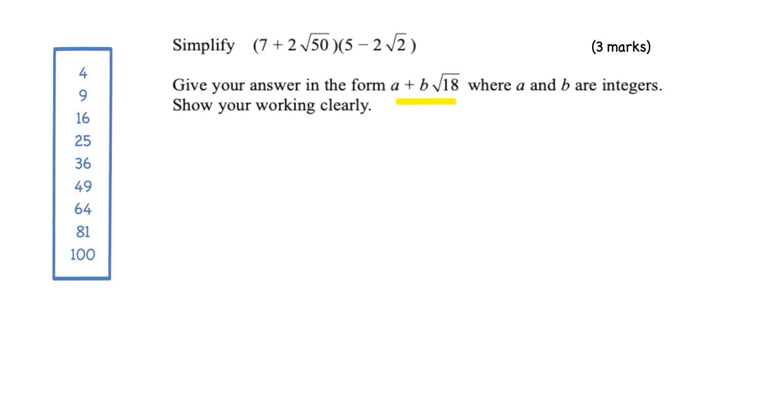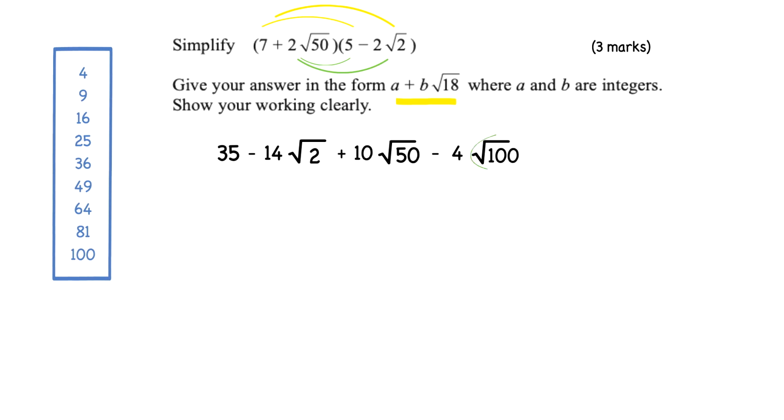To expand a set of brackets, we do this just like with algebra. So we're going to start with 7 times 5, which is 35. Then we're going to times 7 by a negative 2 root 2, which would be a negative 14 root 2. Then we do 2 root 50 times 5, which is 10 root 50, and then a positive 2 root 50 times a negative 2 root 2. This would make a negative 4 root 100.